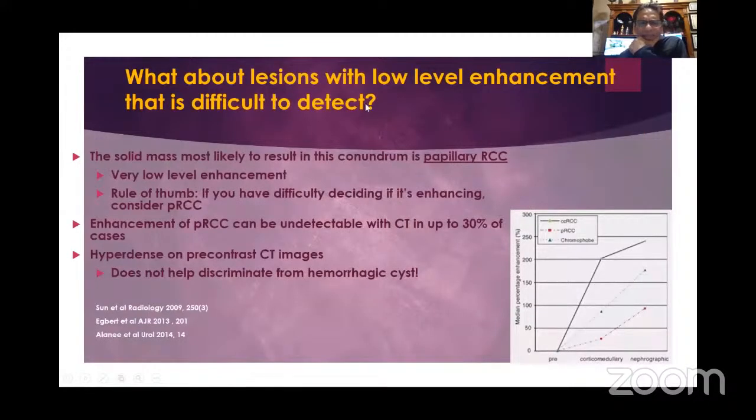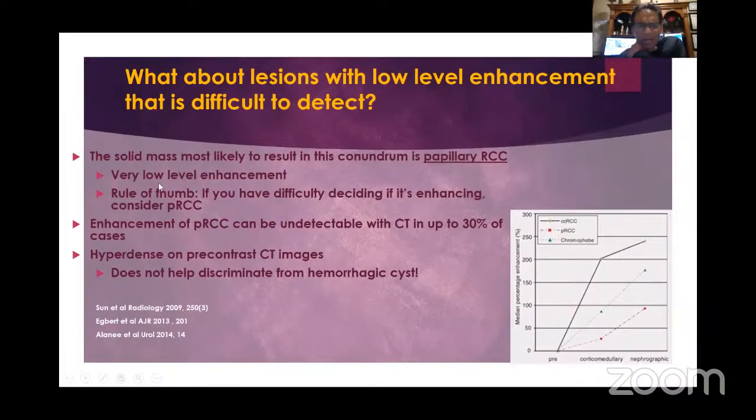How about lesions with low enhancement that is difficult to detect on CT scan? The solid mass most likely to result in this conundrum is papillary renal cell carcinoma. As we can see here, this is the enhancement pattern of clear cell renal cell carcinoma, chromophobe type, and papillary type.